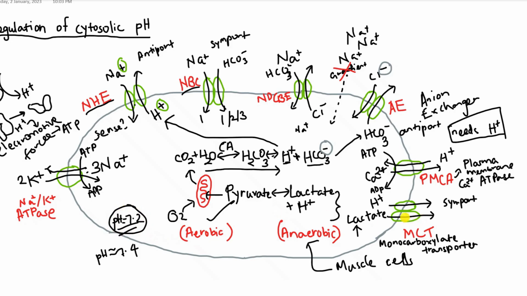But in this manner, the cytosolic pH is maintained through the orchestra of all these different anion exchangers, cation exchangers, and pumps. In the next videos, we'll see how the pH outside of the cell can also be maintained.